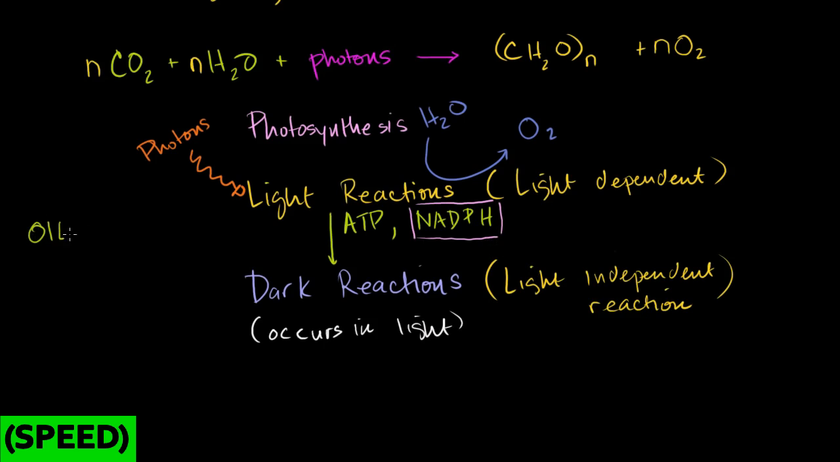Let me write that down. It's a good reminder: OIL RIG. Oxidation is losing an electron. Reduction is gaining an electron. Your charge is reduced when you gain an electron, right? It has a negative charge.